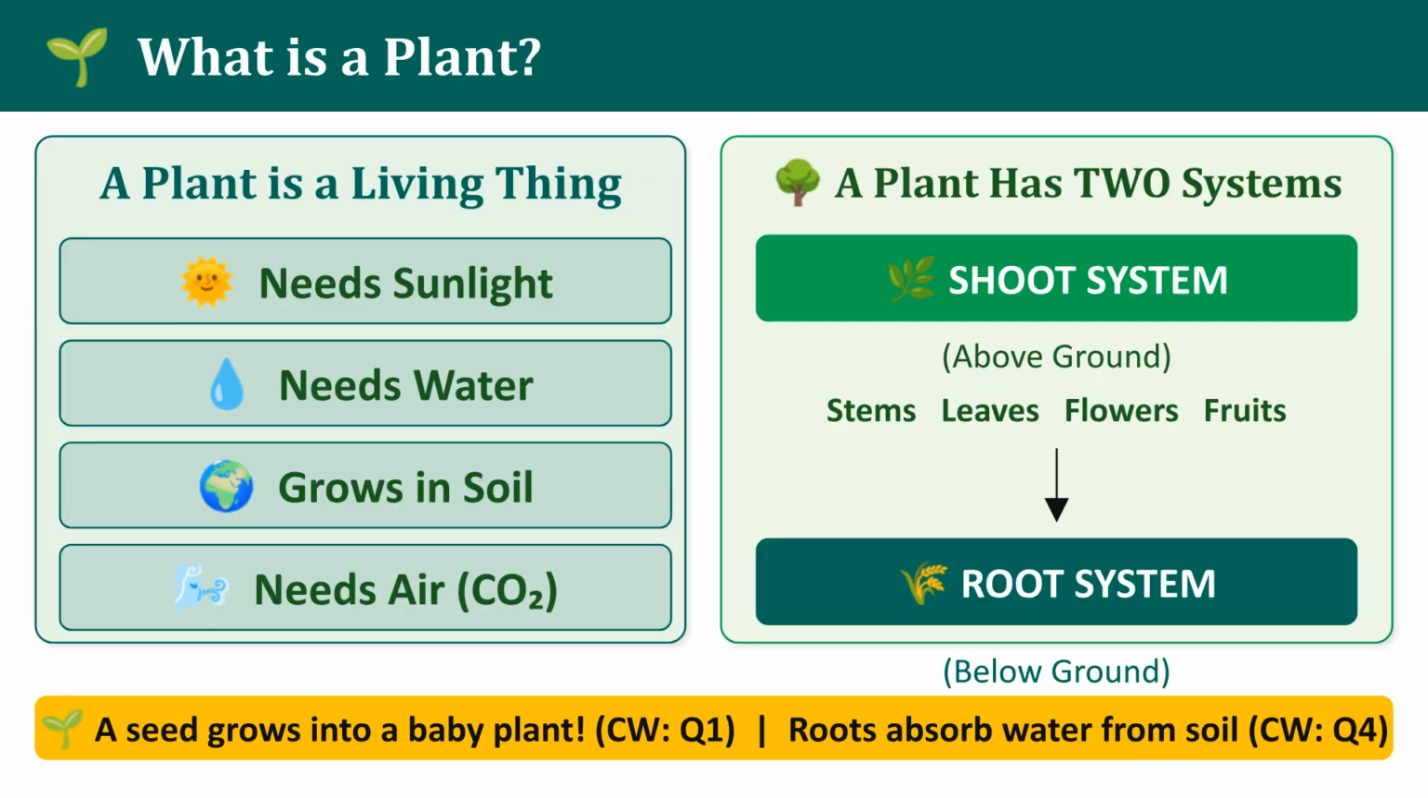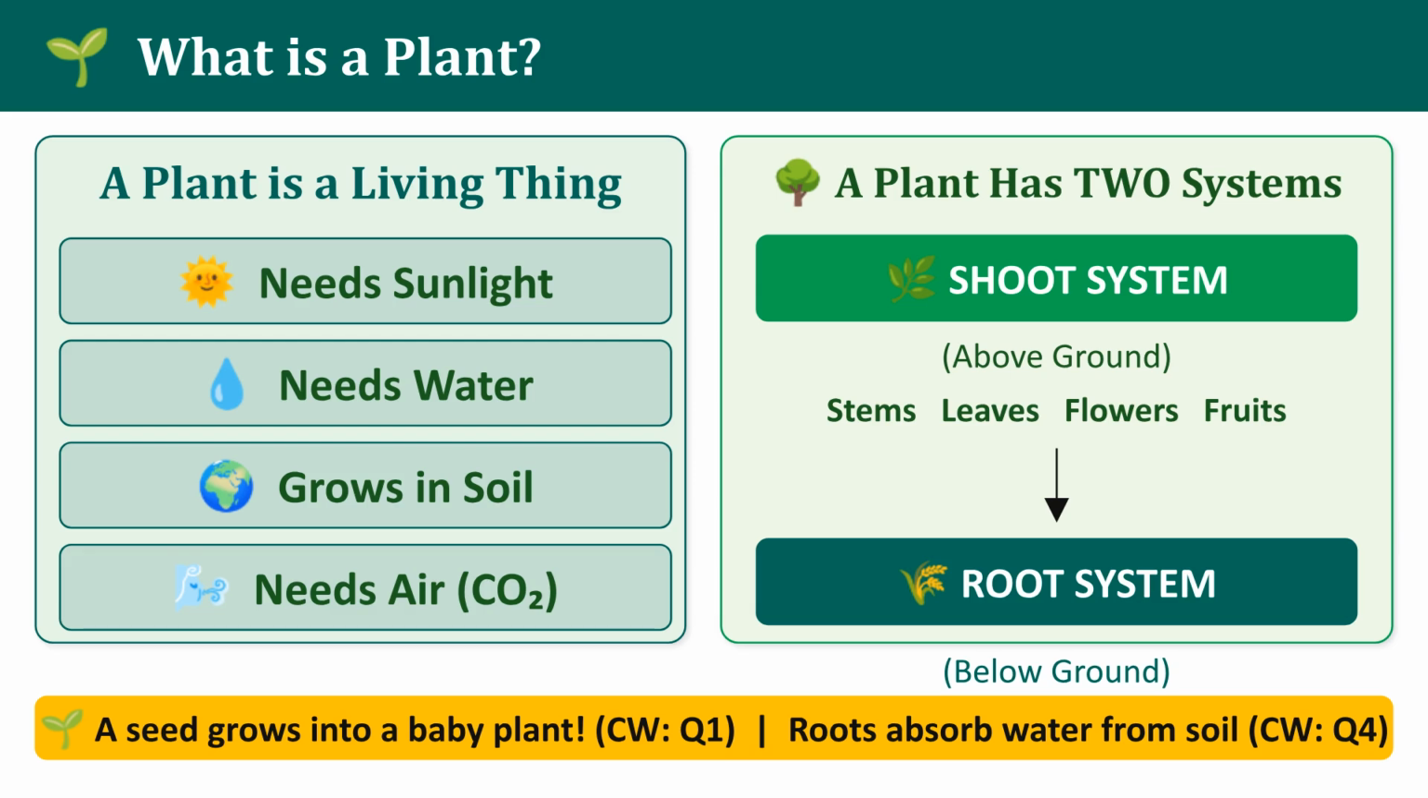Let's begin with a simple question. What is a plant? A plant is a living thing. Just like us, plants need certain things to stay alive. Can you guess what they are? Yes, plants need sunlight. They need water. They need air. And they grow in soil.